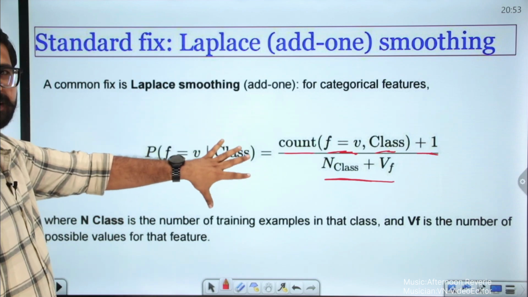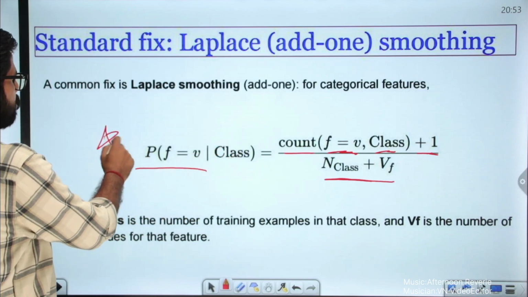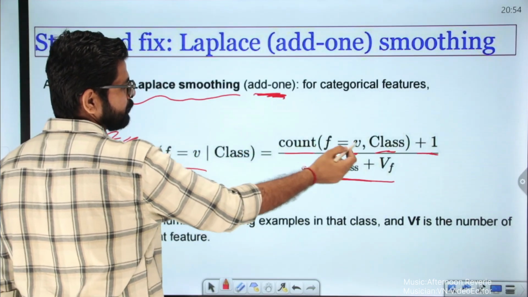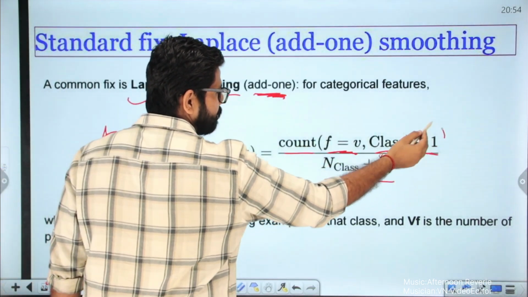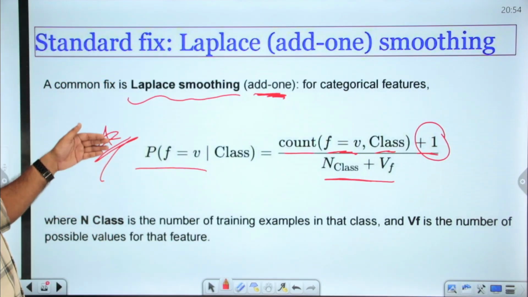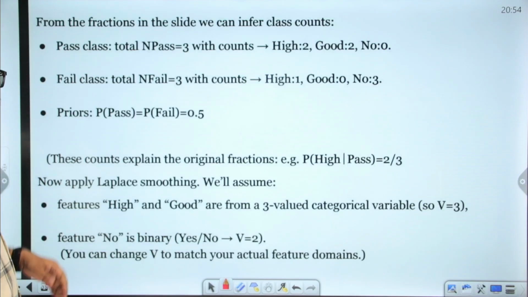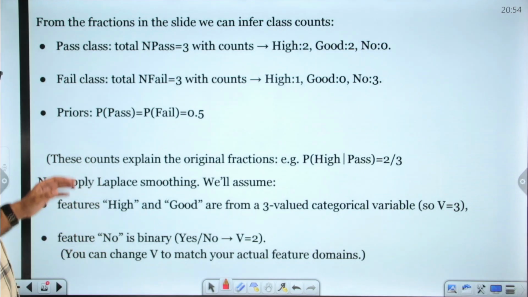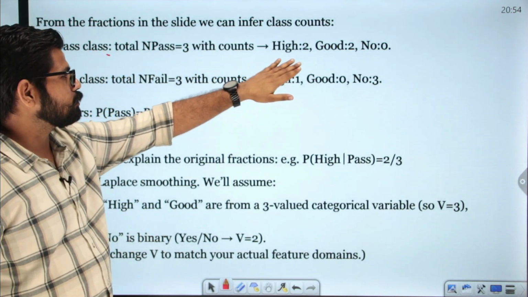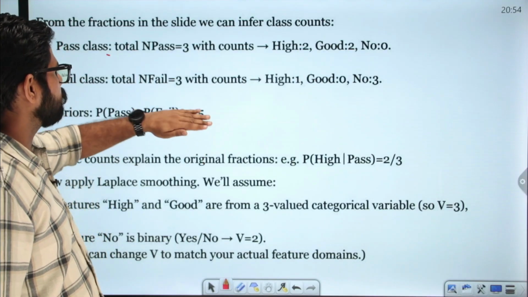ये फॉर्मूला आपको रिमेंबर करना है, रटना पड़ेगा, इसका कोई और सॉल्यूशन नहीं है. लाप्लास स्मूथनिंग के लिए ऐड वन हम कर लेते हैं, ताकि वो जीरो ना हो पाए, तो यहाँ पे हम एडिशनल वन ऐड करते हैं in a categorical particular feature. That's why it is known as Laplace smoothing. एक डिटेल वीडियो हम बना देंगे लाप्लास स्मूथनिंग के ऊपर. तो क्लास पास है, टोटल पास आपके पास हुआ है, तो विद द काउंट इज 2, गुड विल बी 2 एंड देयर विल बी नो इक्वल टू 3.